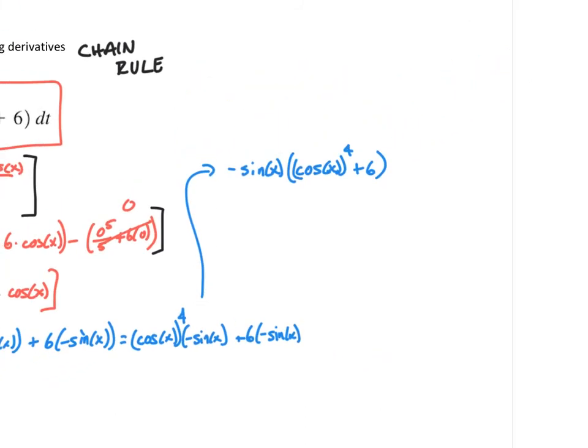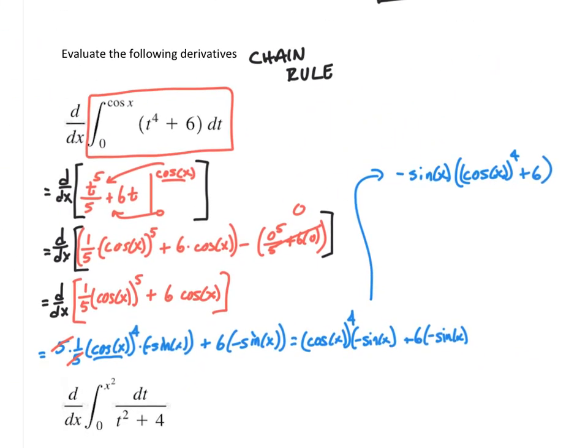So here's the interesting thing about this problem. I'm not just plugging in cosine for t. I am doing that over here, but because my upper bound is a function, I have to then multiply by the derivative of my upper bound. This is a little bit tricky, but all I'm doing is plugging in my upper bound for t if it's a function, and then multiplying by the derivative of my upper bound. And I'm going to do the same thing down here.